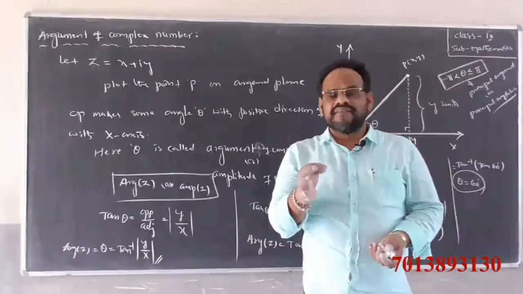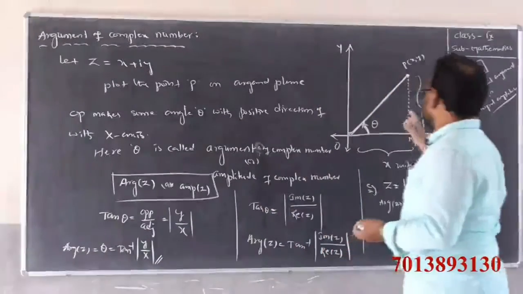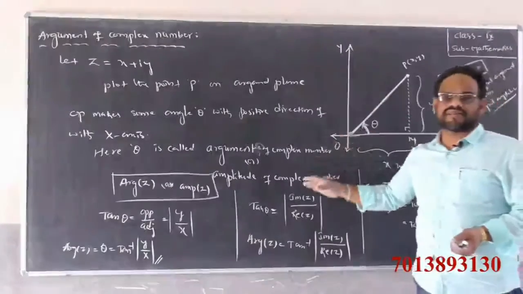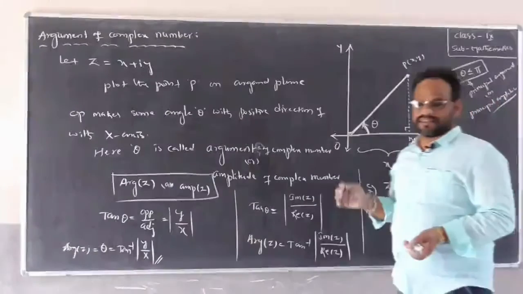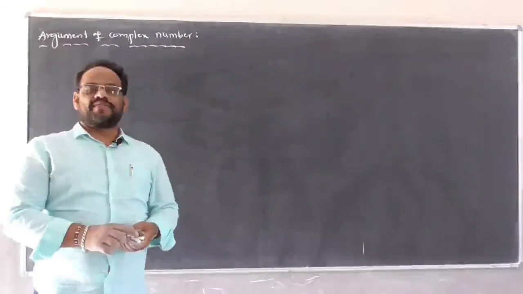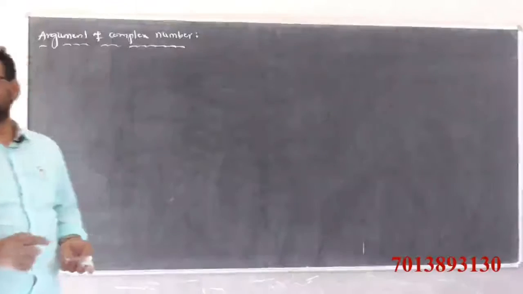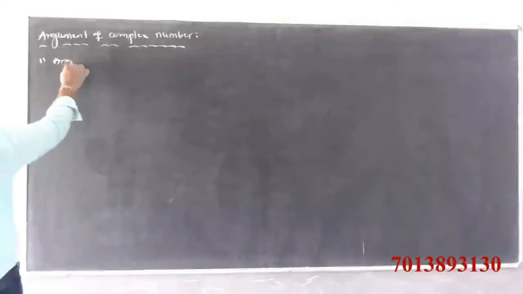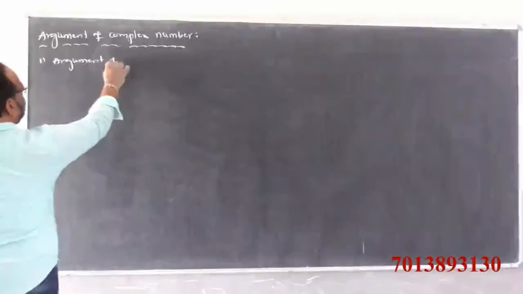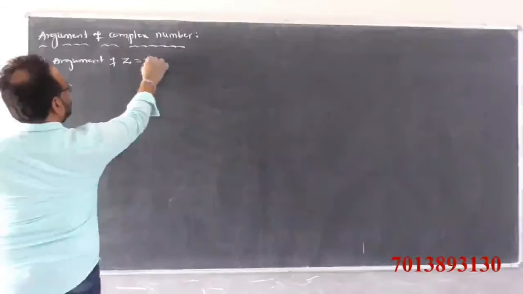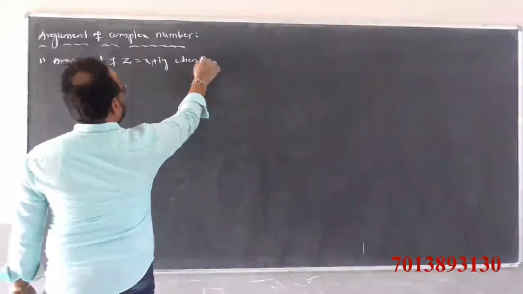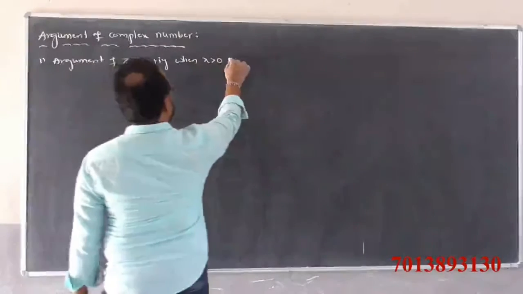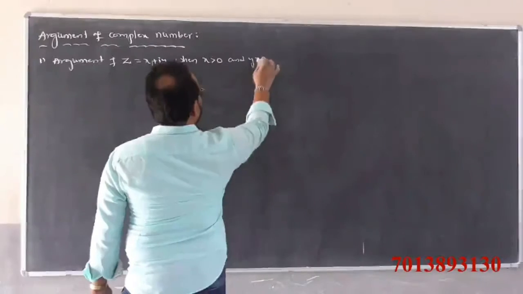In every quadrant, first, second, third and fourth, the principal argument somewhat changes. Let us discuss. The argument of a complex number if it lies in the first quadrant: z is equal to x plus iota times y, when x is greater than 0 and y is greater than 0.